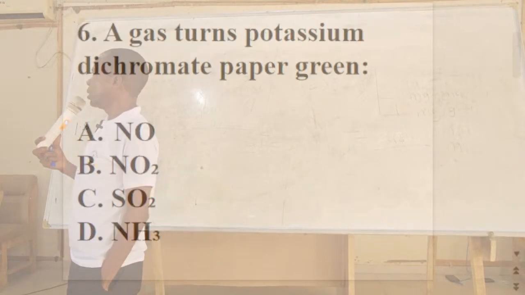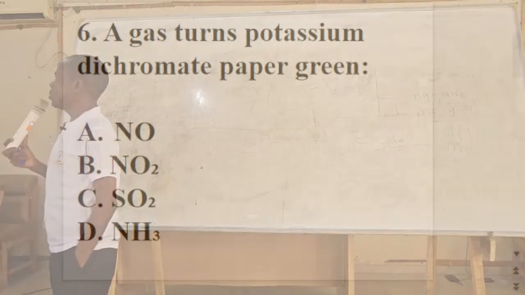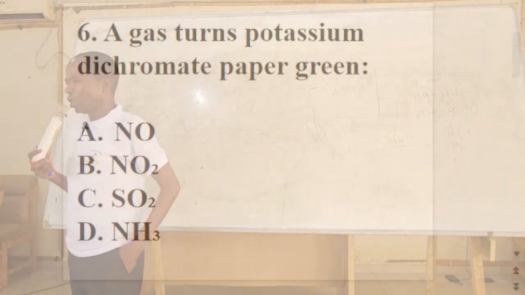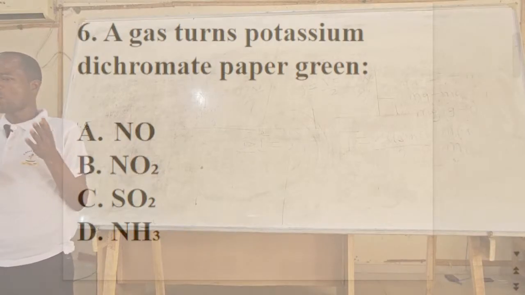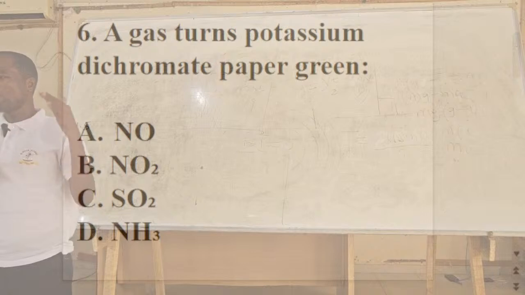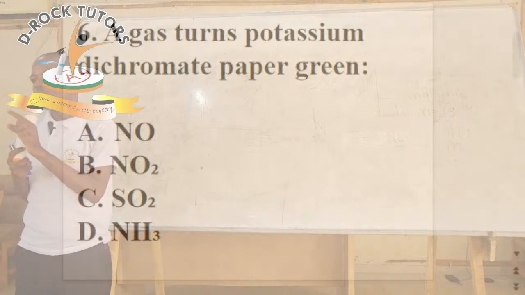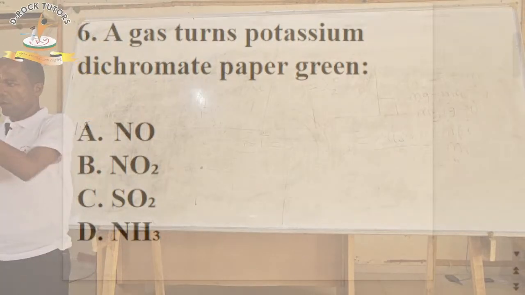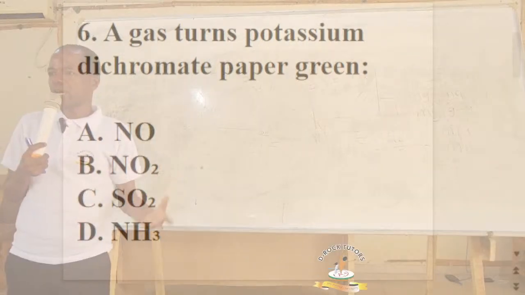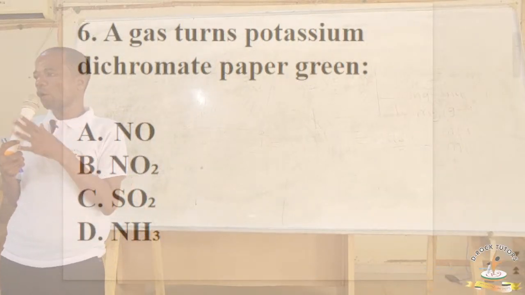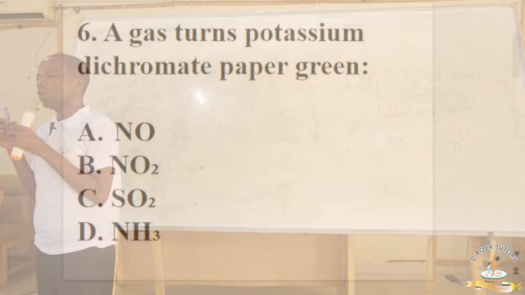Okay, number 6, a gas that turns potassium dichromate paper green is dash. Now, potassium dichromate is also called potassium heptaoxodichromate(VI). That's K2Cr2O7. We know that acidified K2Cr2O7, potassium dichromate, is an oxidizing agent. And whenever a reducing agent is added to an oxidizing agent, the color changes. Now, the original color of potassium dichromate is orange.